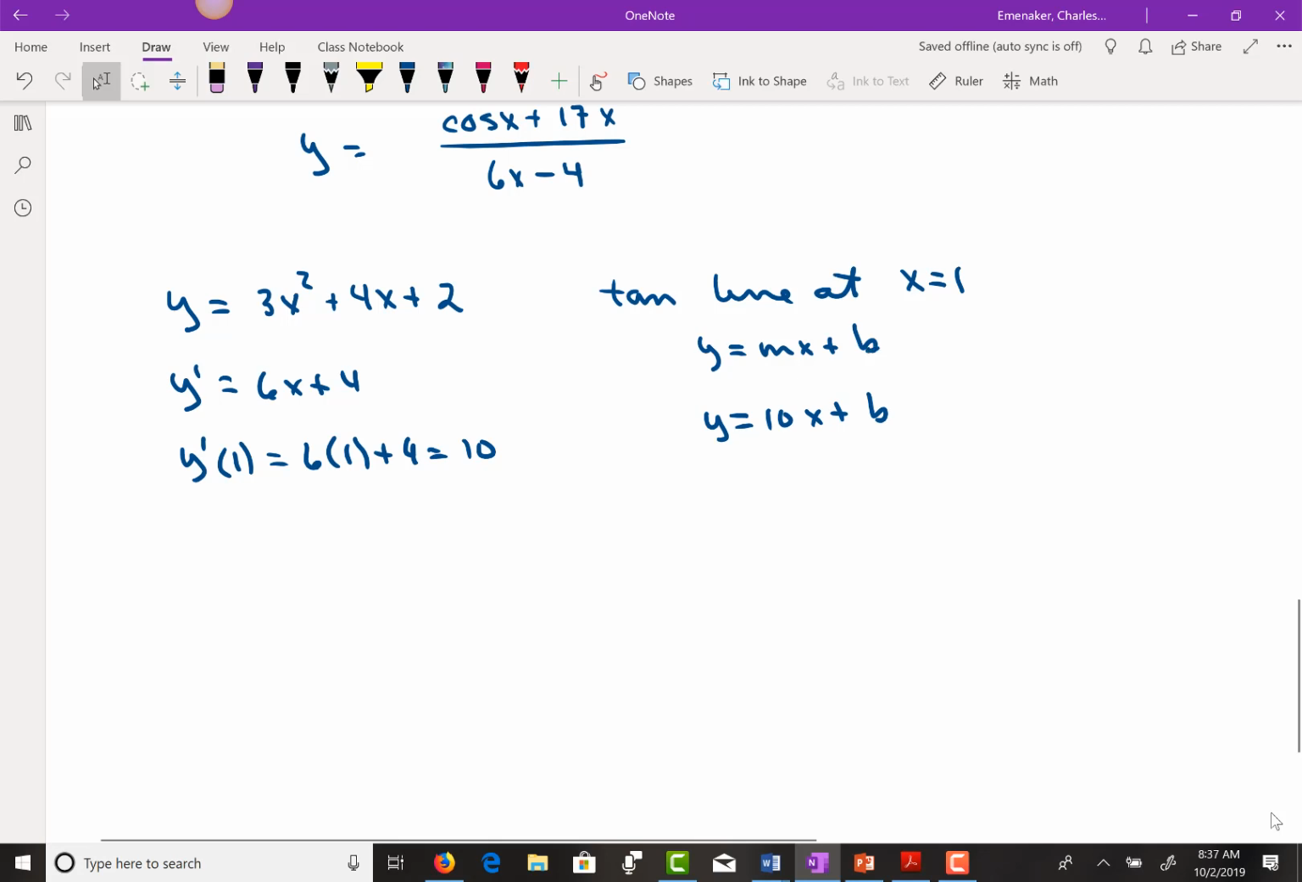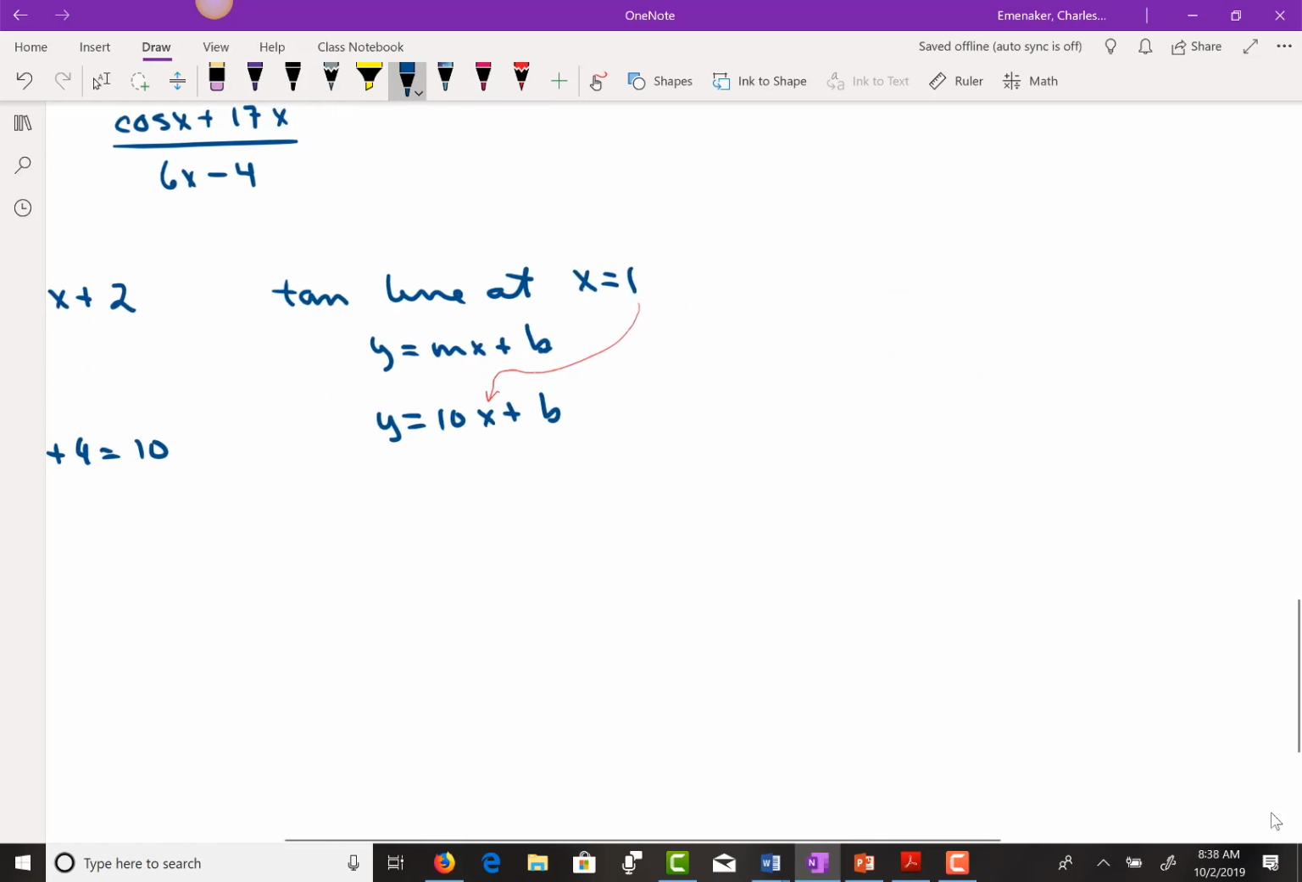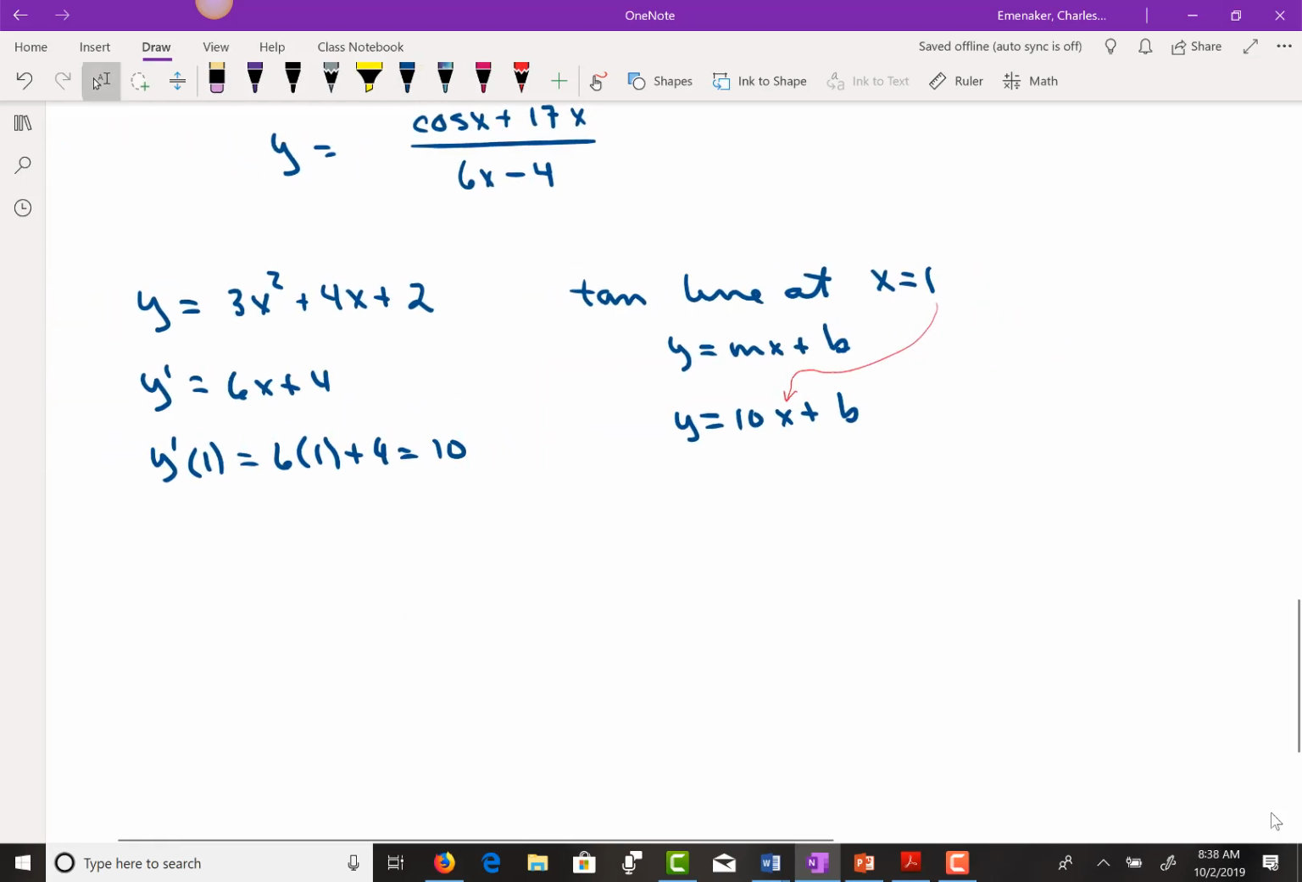Now, you got to be really careful. You were given an x value. We can plug that x value in right there, can't we? So we can rewrite this as y equals 10 times 1 plus b. On the left side, we're missing y. How do we get a value for y?